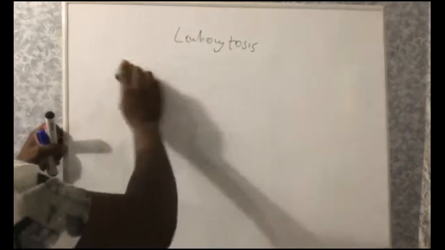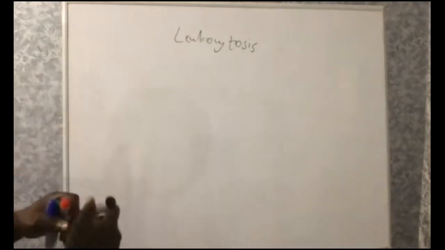But first of all, what are the causes of high white blood cells in the blood? So we have two major causes. We have the physiological one, and we have the pathological.